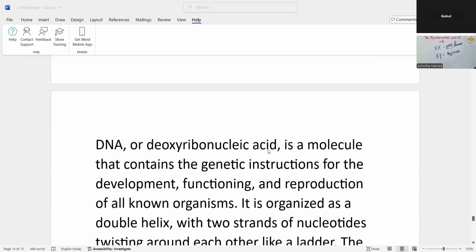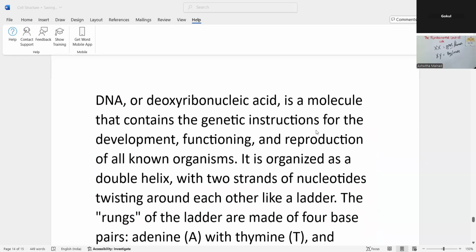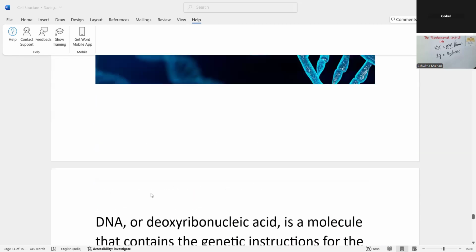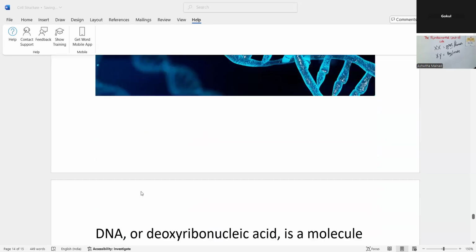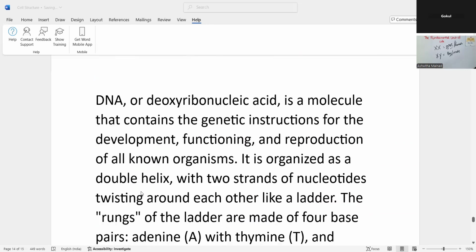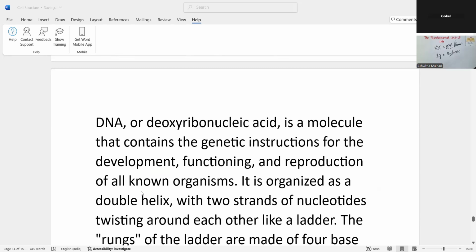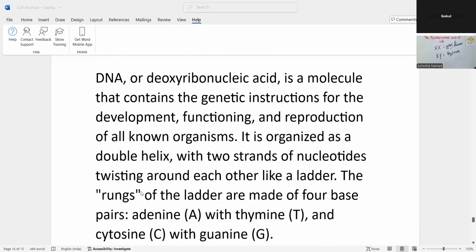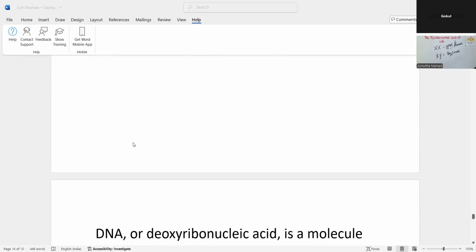It is a molecule. It contains the genetic instructions for the development, functioning and reproduction of all known organisms. It is organized as a double helix, with two strands of nucleotides twisting around each other like a ladder. The rungs of the ladder are made up of 4 base pairs, which is completely out of syllabus.